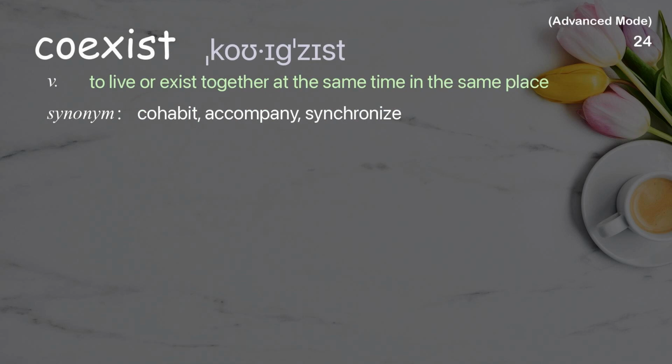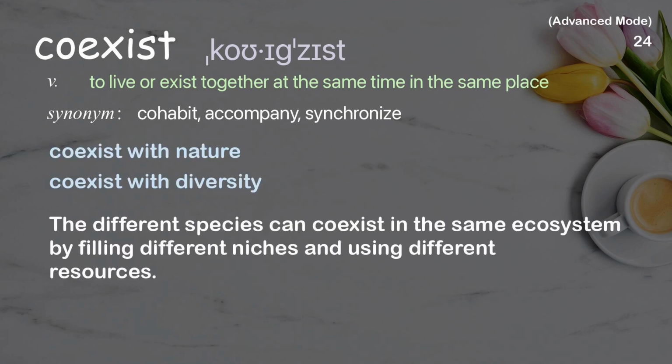Coexist. To live or exist together at the same time in the same place. Examples: Coexist with nature, coexist with diversity. The different species can coexist in the same ecosystem by filling different niches and using different resources.